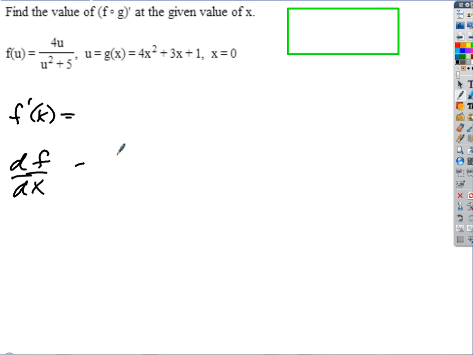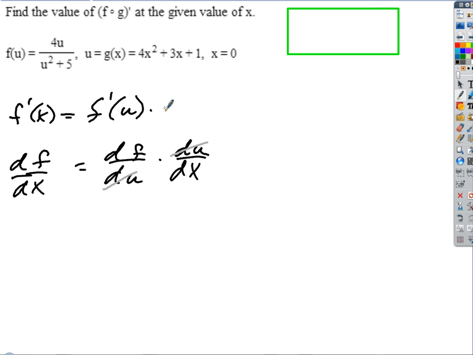f prime of x, another way of saying that is df dx, right? And that's equal to df du times du dx, right? If we write the chain rule out in that way, using the ratio forms of the derivatives, remember how we look at those, we can just say, okay, algebraically, this works, doesn't it? Because the du's cancel. What does that look like in this other notation for derivatives? Well, it's just going to be f prime of u times u prime of x, or just u prime.